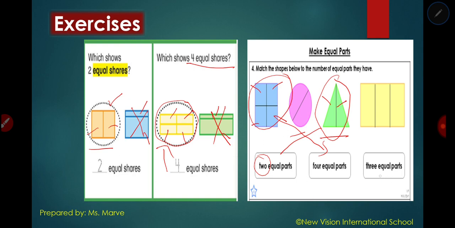How about the 3 equal parts? We have 2 remaining shapes, but we just need to choose the 3 equal parts. Which do you think is the correct answer? This one or this one? Great! This one. Good job.